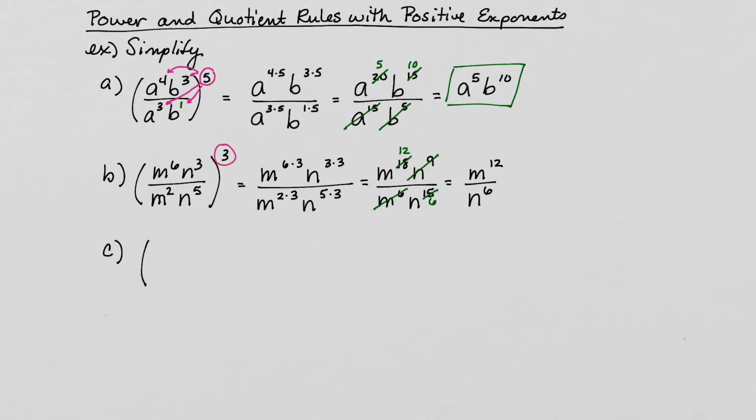So if I had 2x squared y to the 7th divided by 10y to the 4th, all raised to the 2nd power. Again, the first thing I'm going to do is distribute this 2. The thing to remember, before I distribute it, is that it's also going to have to get distributed to the numbers as well.